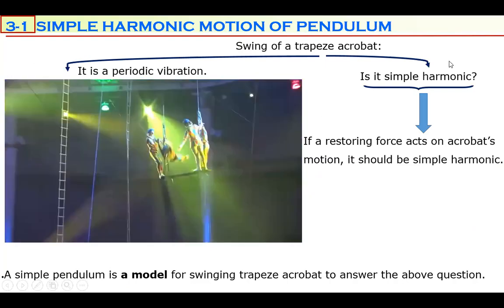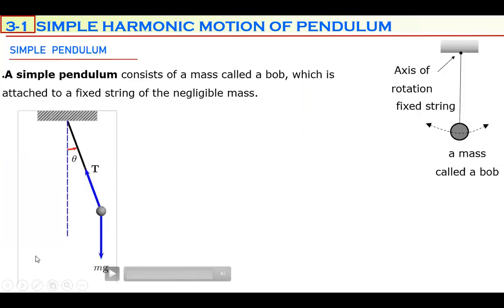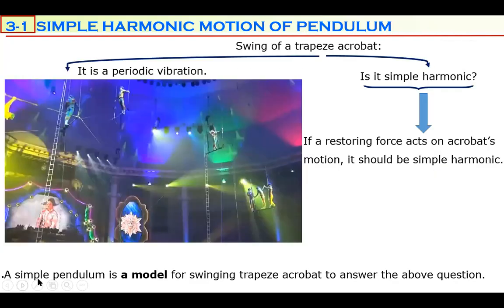But simple harmonic motion is a specific type of periodic motion, because in simple harmonic motion there must be a restoring force. So we are going to search for whether there is a restoring force acting on this trapeze acrobat as it is swinging back and forth. If a restoring force acts on the acrobat's motion, it should be simple harmonic. Then we are going to study the simple pendulum as a model for the swinging trapeze acrobat to answer this question.